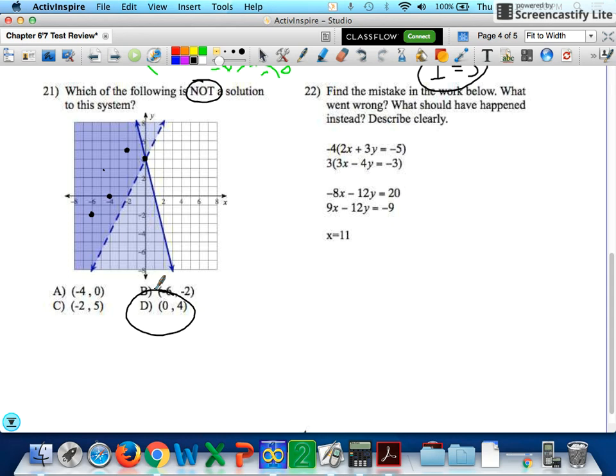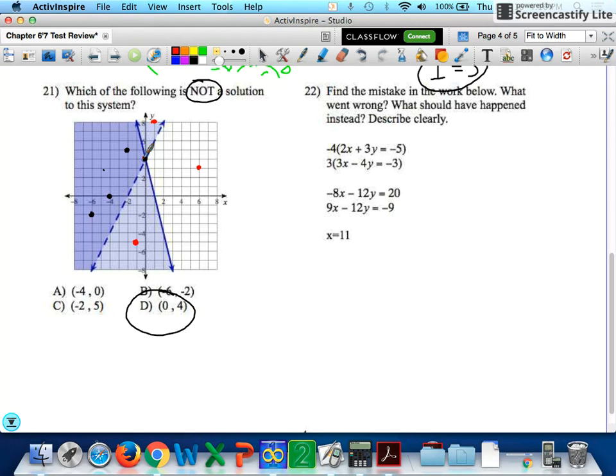Okay? Anything in this zone would have been a non-solution. Anything up here, also a non-solution, or anything over here, a non-solution. But those would probably be a little bit too obvious. It might be something tricky. All these other three choices, A, B, and C, were all very clearly in the double shaded region. The only one that wasn't and is a non-solution has to be D.